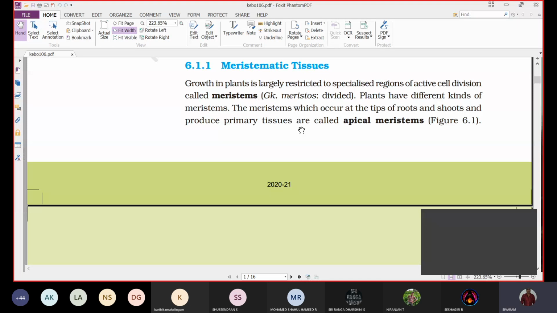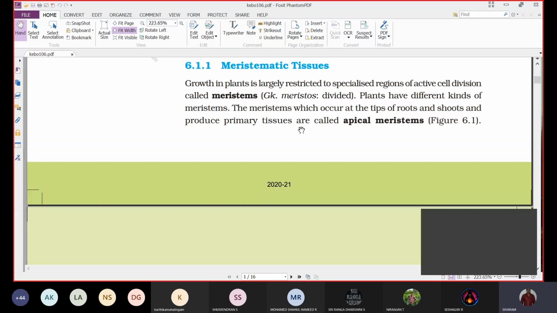While we were discussing the root, we came across the root cap at the tip of the root. Just a few millimeters below the root cap we'll find a meristematic zone. What does this meristematic zone consist of? That meristematic zone consists of meristematic tissue.